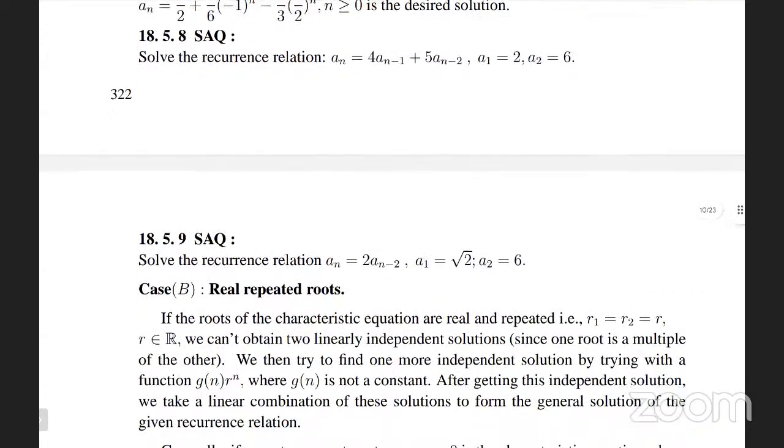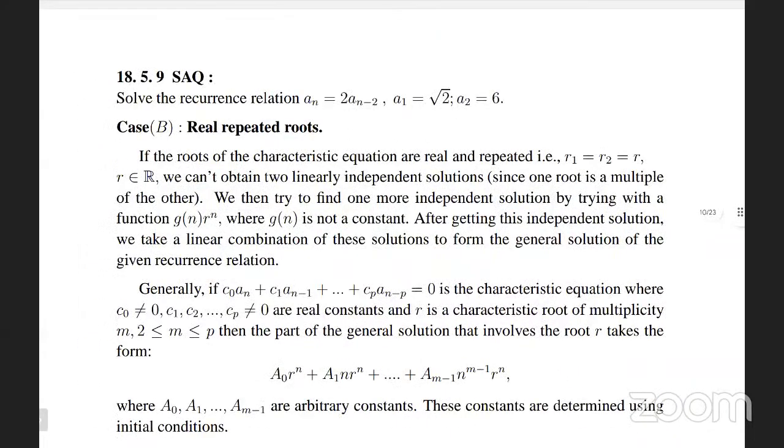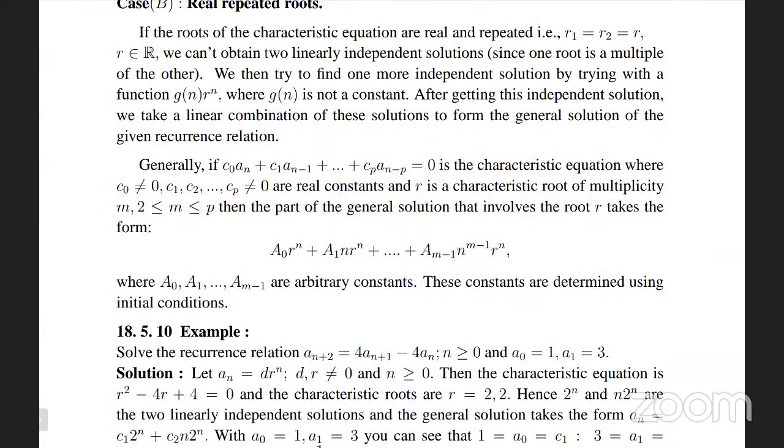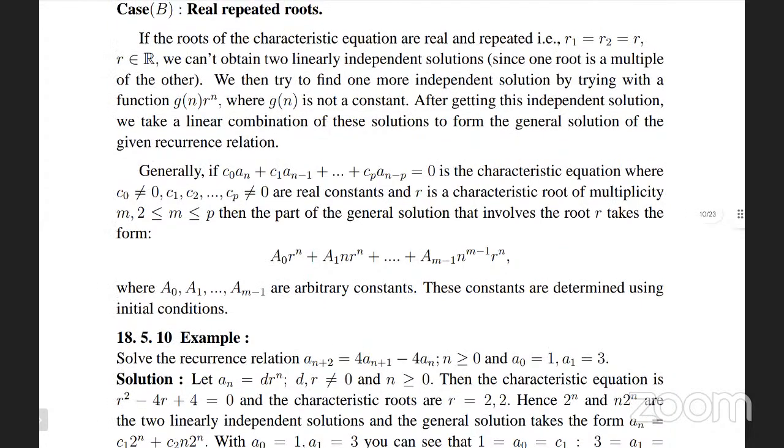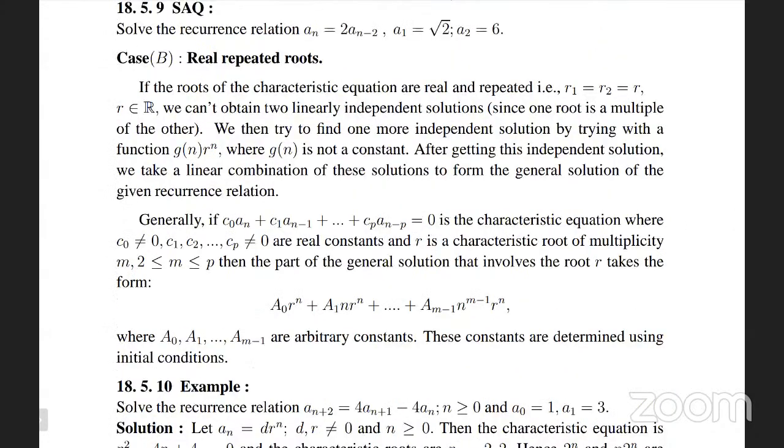This is the overall idea. Again, solve the recurrence relation an = 4an-1 + 5an-2, with A1 = 2 and A2 = 6. The same procedure you can apply. In case the roots are repeated, yes, it is the repeated roots case.